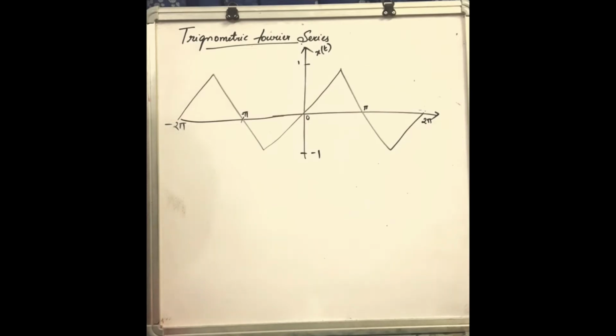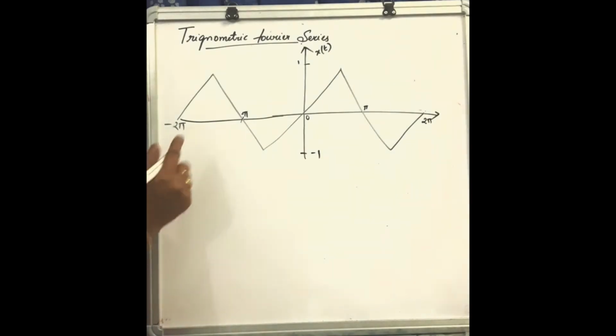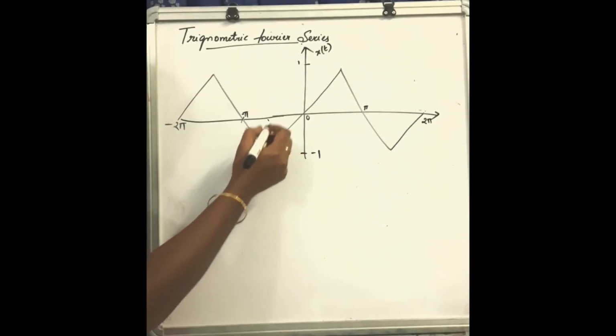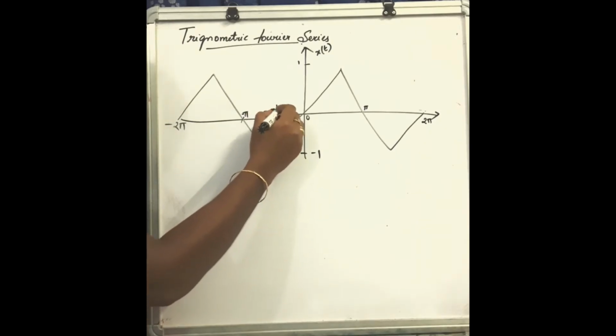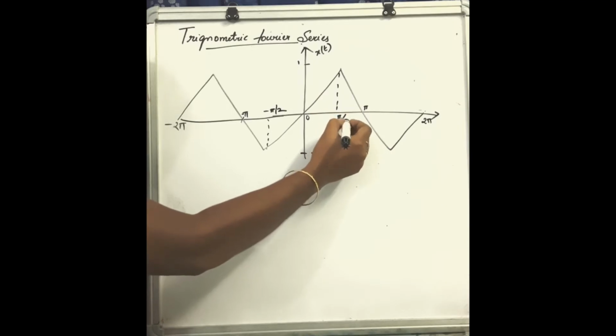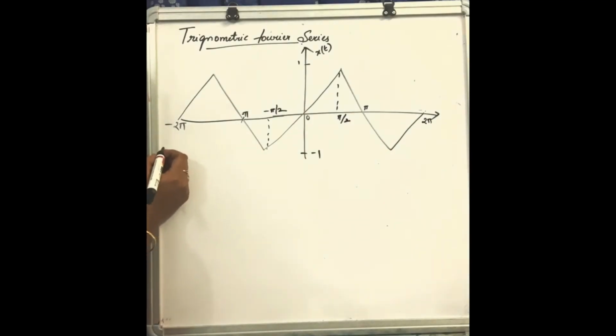Find the trigonometric Fourier series of the triangular wave shown here. Now it starts from minus 2 pi, then minus pi, 0, pi and 2 pi. So here this point is nothing but minus pi by 2. This point is nothing but pi by 2. And it goes on. So here first we have to find the time period.